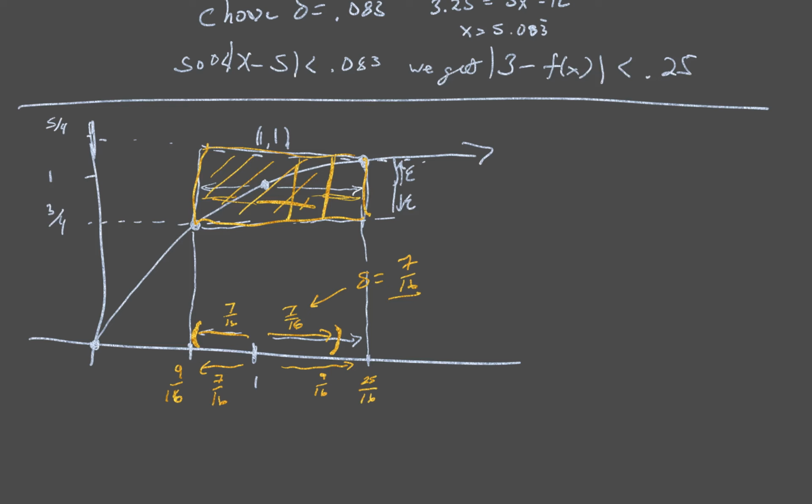And the way that the expression is set up, it's set up so that 0 is less than x minus c is less than delta. This delta has to be the same distance to the right and to the left. So we pick the smallest of the two so that this interval leaves us inside of a good box for this limit. So we're going to pick 7/16 as our delta in this situation. When epsilon is 1/4, we let delta equal 7/16.